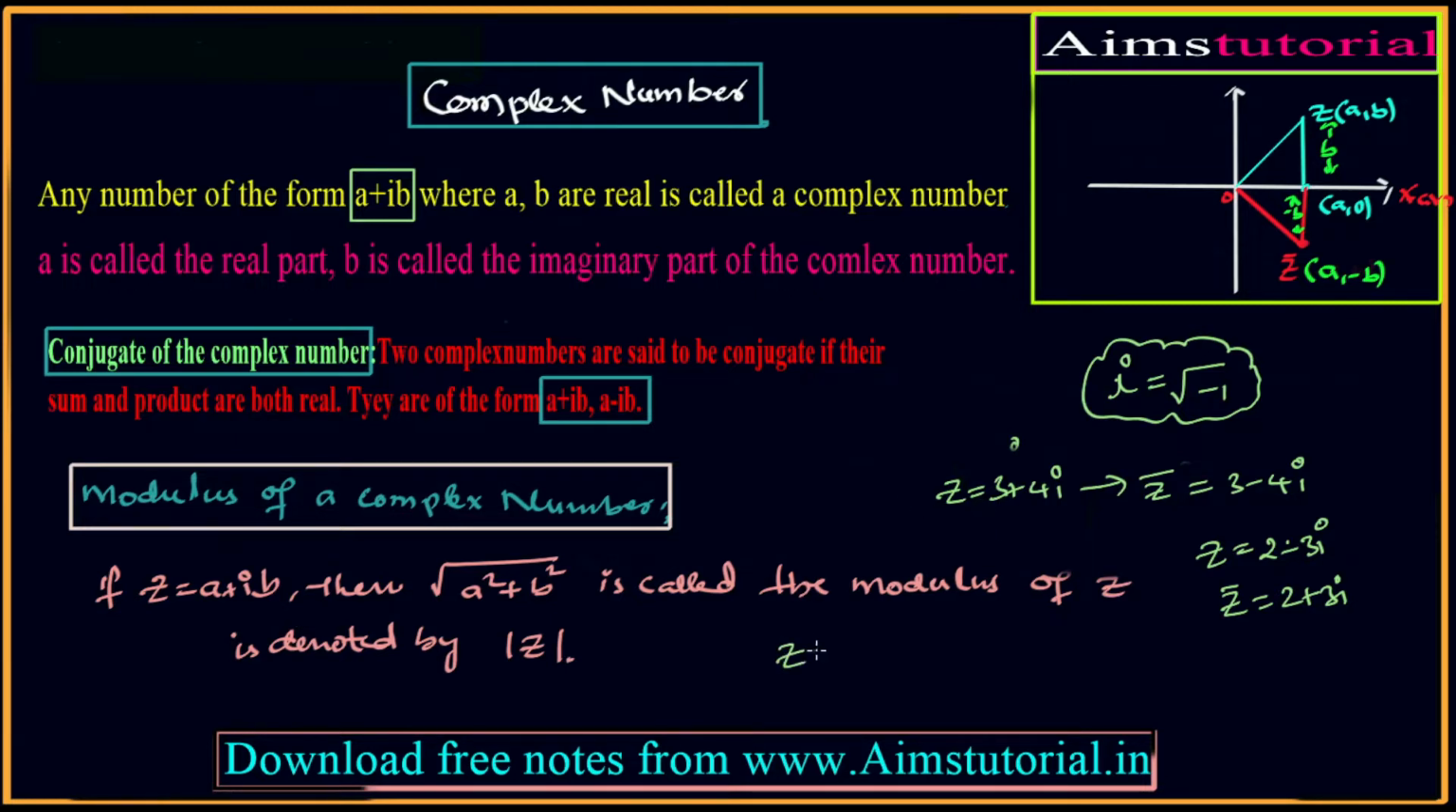For example, z equals 3 plus 4i, then modulus of z, mod z, equals root over 3 square plus 4 square, that is 3 3s are 9, 4 4s are 16, root 25 is 5. So mod z equals 5. So root over a square plus b square is called the modulus of a complex number.